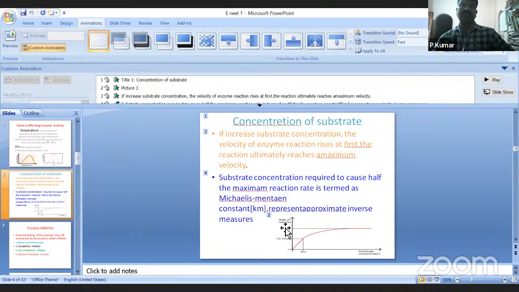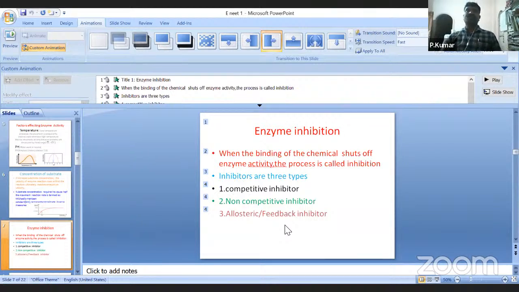So next, enzyme inhibition. When the binding of a chemical shuts off enzyme activity, the process is called inhibition. How many types of inhibition? Three types. One is the competitive inhibitor, the second is the non-competitive inhibitor, and the third is the allosteric or feedback inhibitor. Competitive, we already know: the inhibitor and substrate are similar. Non-competitive means they do not resemble each other.